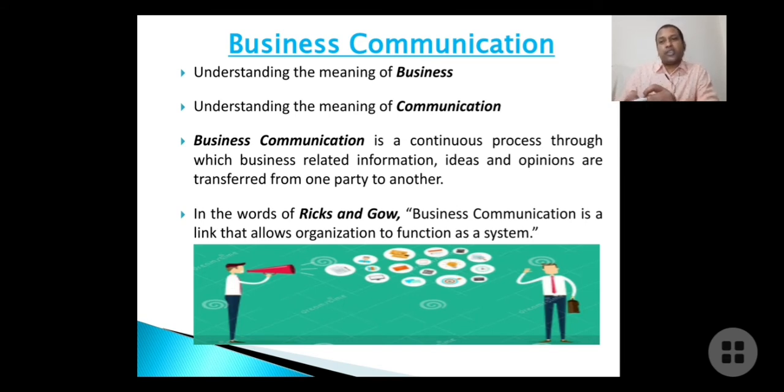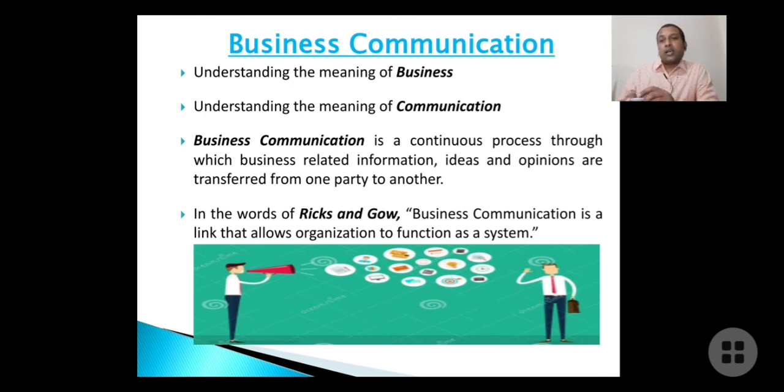In the words of Riggs and Go, we see the definition: business communication is a link that allows organization to function as a system. Yes, the system. অর্থাৎ বিজনেস কমিউনিকেশন এমন একটা যোগাযোগ যেটা প্রতিষ্ঠানকে একটা সিস্টেম হিসেবে চলার ক্ষেত্রে সাহায্য করে। For better performance, everything must be systematic. Everything must be run in a systematic way.